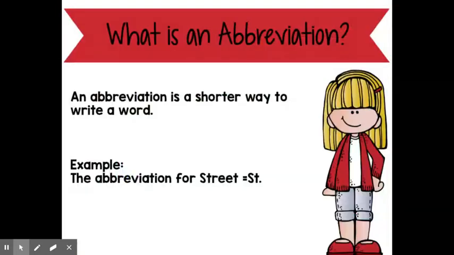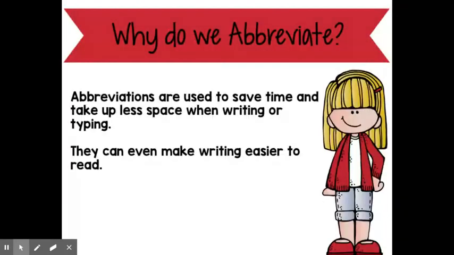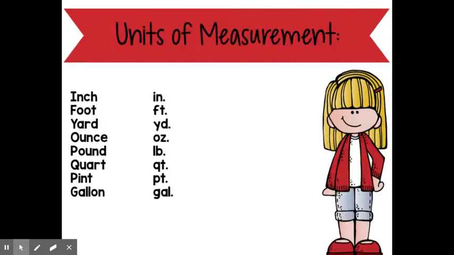So let's just review real quick. What is an abbreviation? It is a shorter way to write a word. We do this to save time, save space, and just make our writing more legible and easier to read. So, of course, we want you to learn about abbreviations to help your reading so that you can use them in your writing. But today we're wandering off into math land, and you're going to use these.